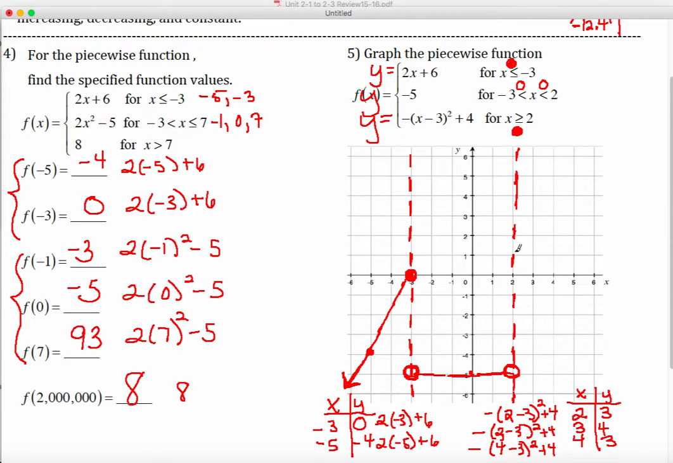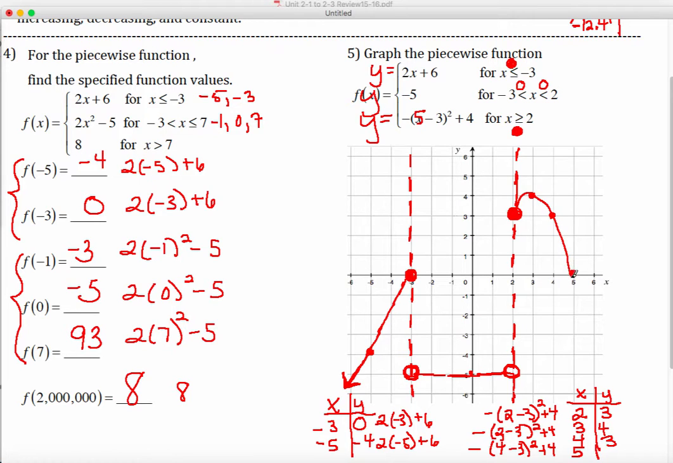So I'm going to go over 2 up 3, and it's a closed circle. And then I'm going to go over 3 up 4, and then I'm going to go over 4 up 3, and I probably could get like one more point there actually to make my graph a little more precise. Let's see what happens when I put in a 5. I'll just do it up here. 5 take away 3 is 2. 2 squared is 4. Negative 4 plus 4 is 0. That calculates out to 0. So over 5 up 0. And then I'll draw in my smooth curve.